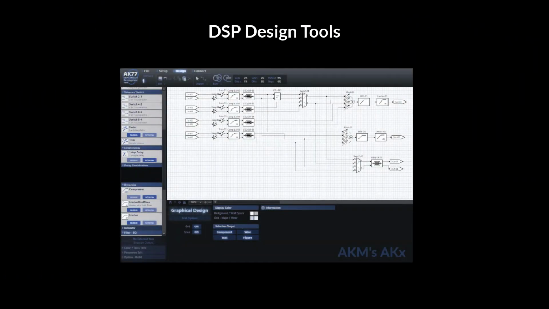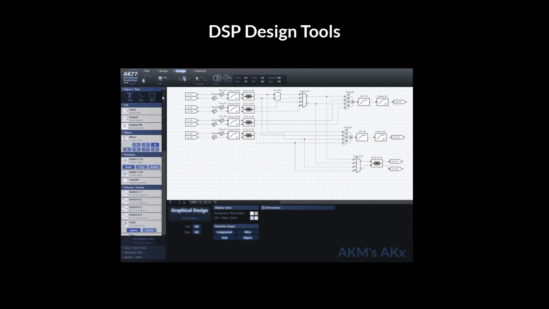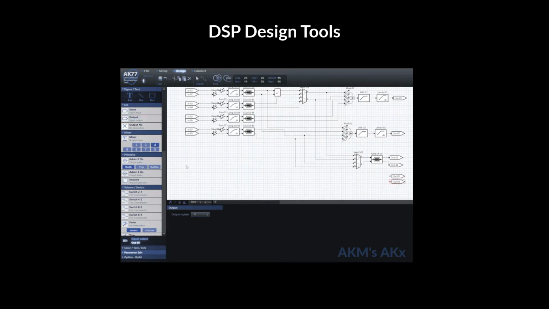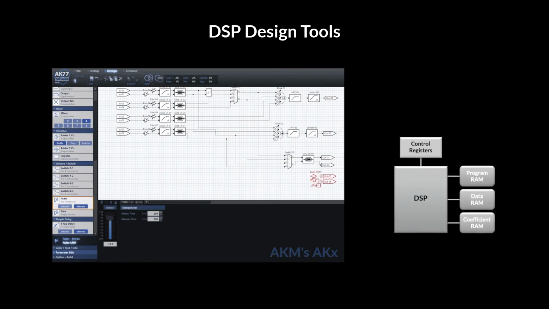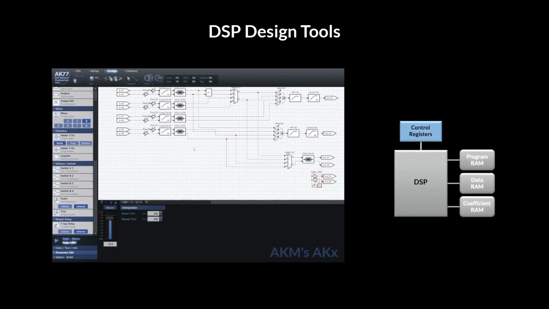Before we begin, a brief high-level overview on AKM DSPs and DSP design tools in general. AKM DSPs are sample-by-sample, assembly-based DSPs. In-depth knowledge of the architecture isn't necessary to develop with them, but generally it is helpful to know that there are four key areas in memory: the control registers, the program RAM, the data RAM, and the coefficient RAM.